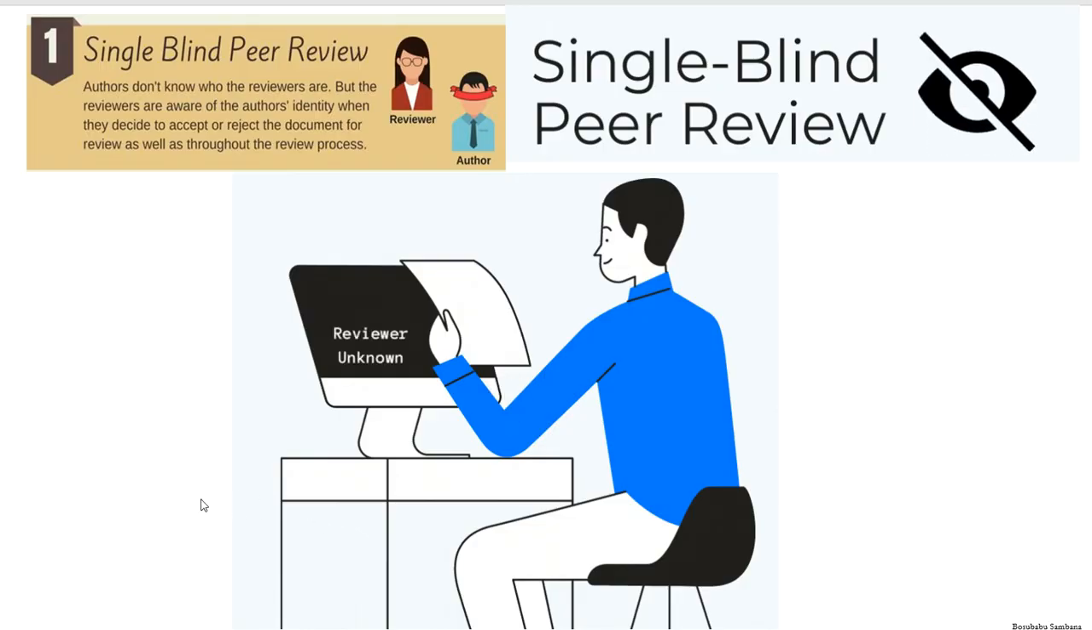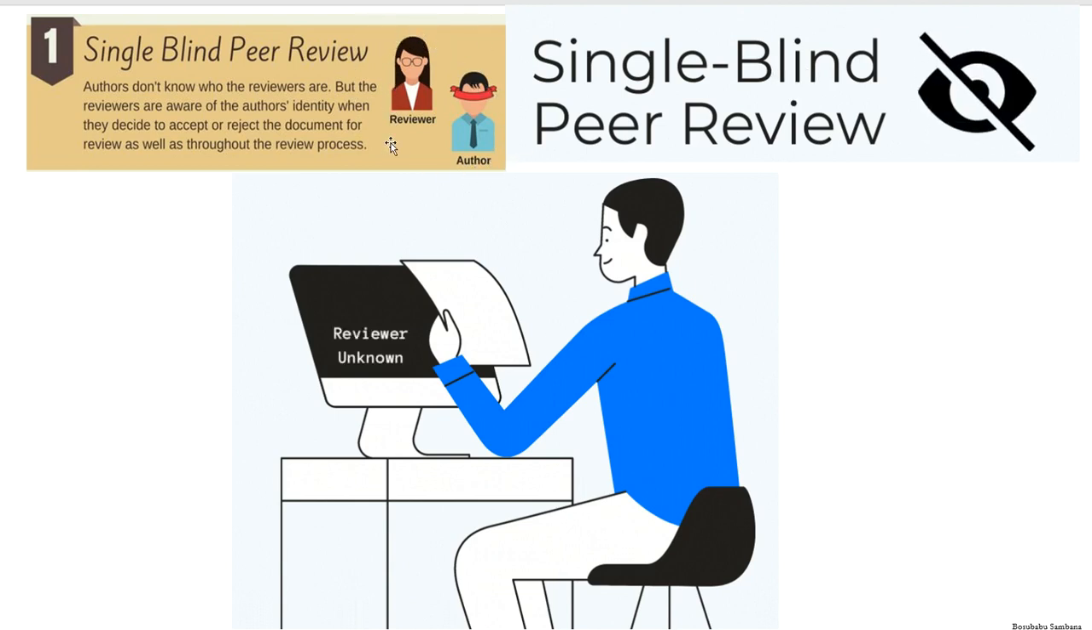now we will discuss single-blind peer review. This diagram represents what single-blind review is. That means no one knows, only the reviewer knows about your paper. Here the diagram represents the reviewer unknown, who is the author. No affiliation and no name will be given at the time of review. That means the author doesn't know who the reviewers are, but the reviewers are aware of the author's identity when they decide to accept or reject the document for review, as well as throughout the review process.